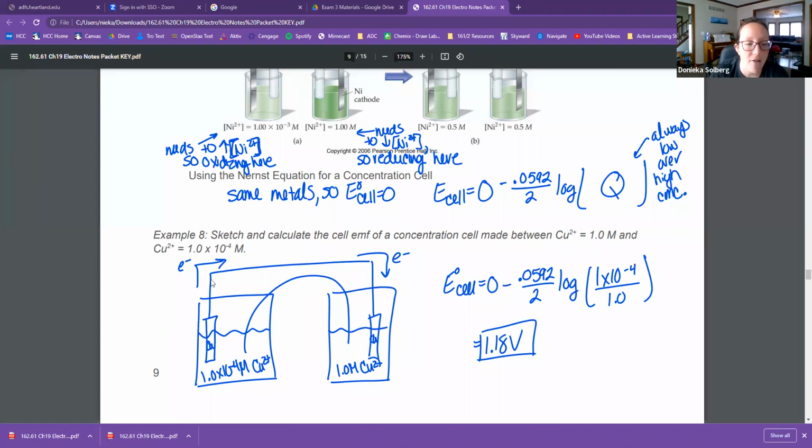But essentially, I have electrons flowing. As long as you show which way the electrons are flowing, you're good. From the lower concentration to the higher concentration, so that this one can be reduced and this one can be oxidized. So if I calculate this, I got 0 minus 0.0592 over 2 electrons, because it's copper 2+ going to copper, log of low concentration over high, I get 1.18 volts.